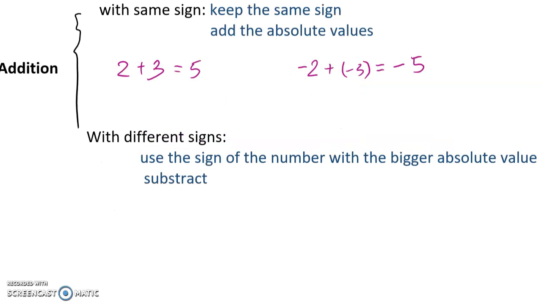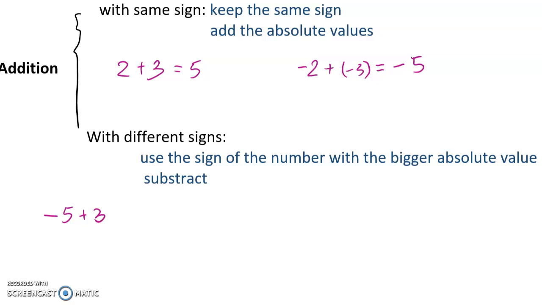Now, if you're adding 2 numbers with different signs, we will use the sign of the number with the bigger absolute value. And the value of the number will be the bigger number subtracting the smaller number. I'll give you one example. Say we have a negative 5 plus 3. Okay, so we're adding 2 numbers and they have different signs. Negative 5 and 3, they have different signs.